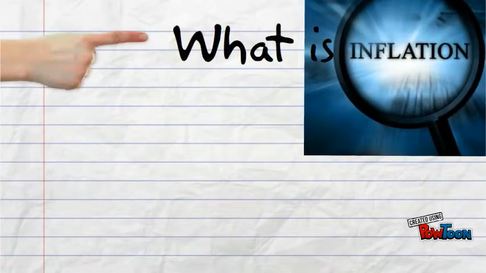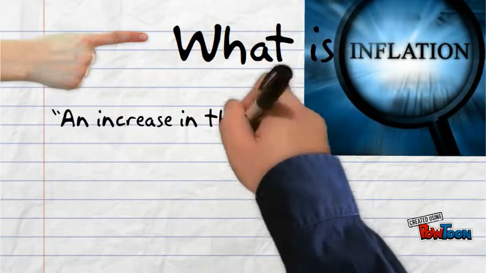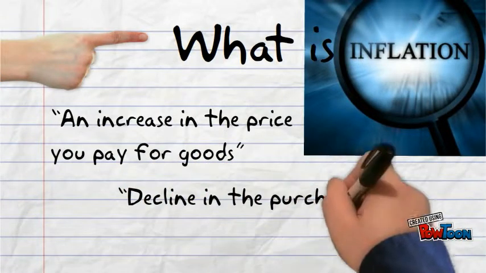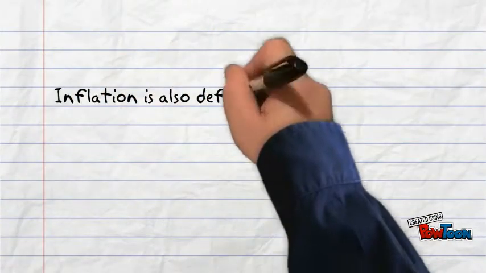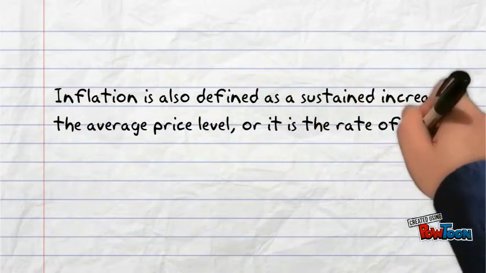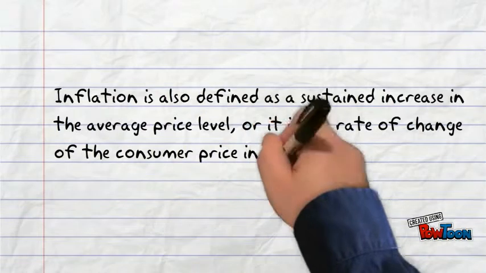Inflation. What is inflation? A simple way to define inflation is an increase in the price you pay for goods, but that only tells part of the story. It could also be seen as a decline in the purchasing power of your money. Inflation is also defined as a sustained increase in the average price level, or it is the rate of change of the consumer price index.